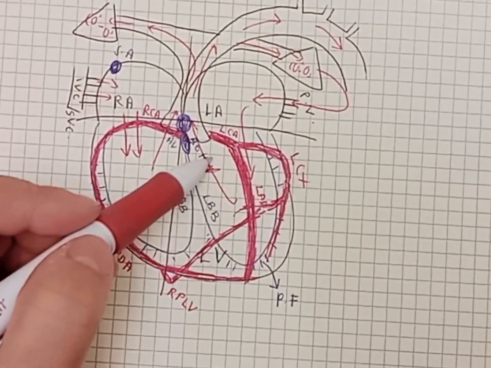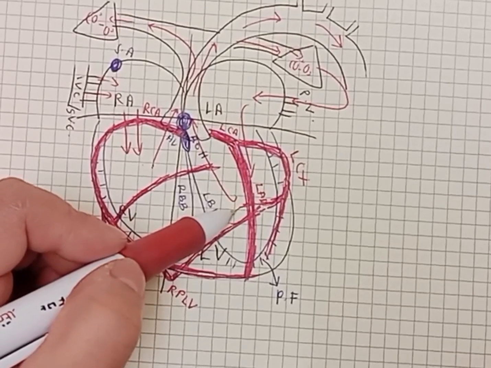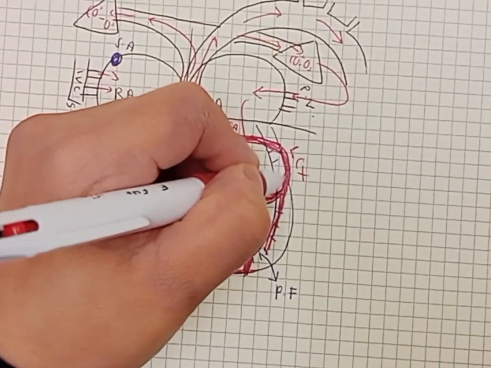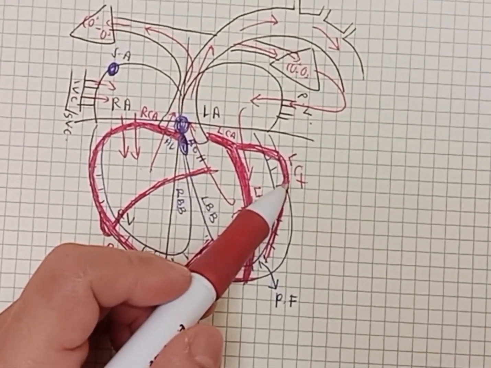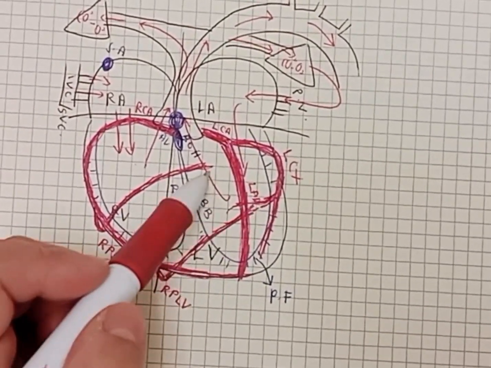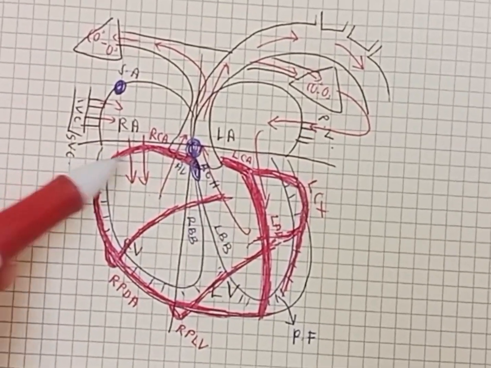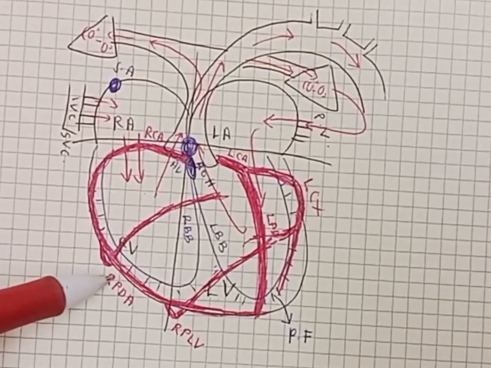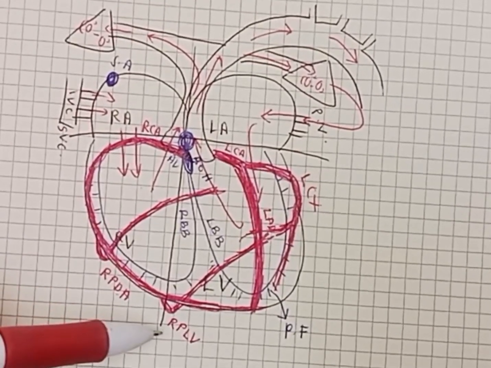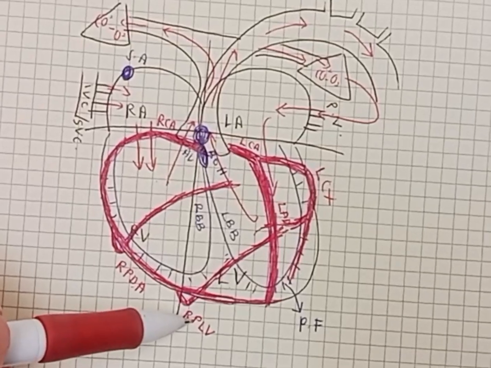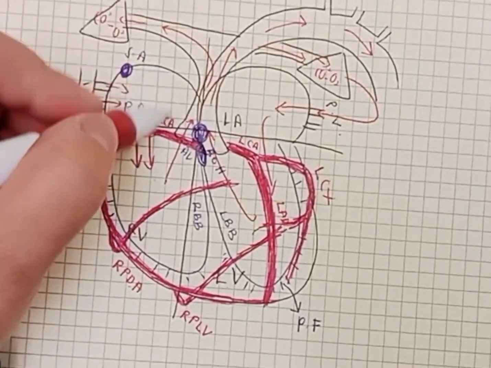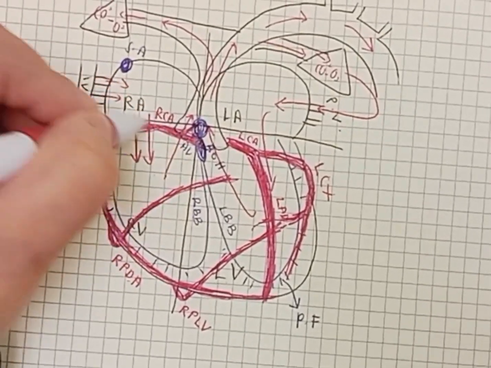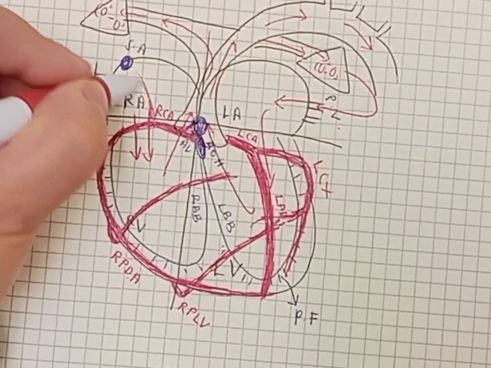The LAD supplies the anterior part of the heart, which is the left ventricle, and the circumflex supplies oxygenated blood to the lateral side of the left ventricle and some to the posterior part of the left ventricle. The right coronary artery supplies the right ventricle and some supplies the right posterior descending artery, and one more is the right posterior left ventricle branch. Some of the RCA supplies the AV node also, and some supplies the SA node.